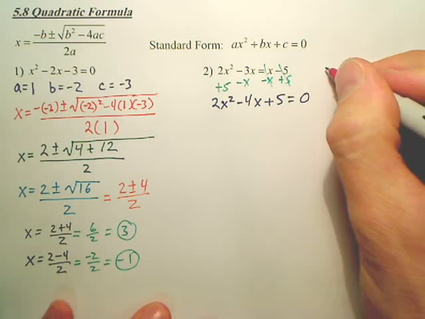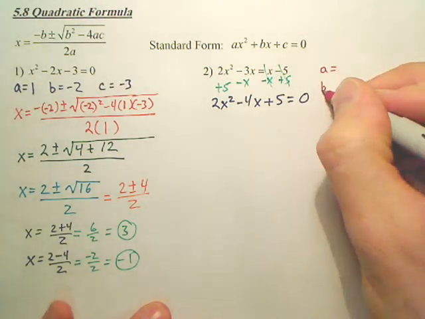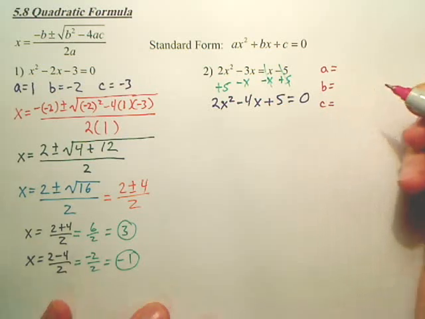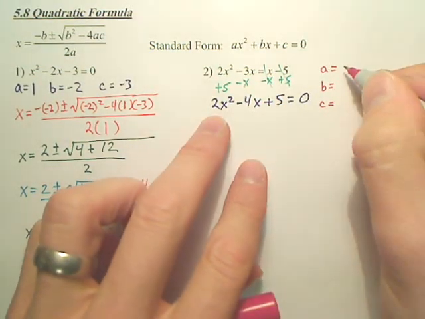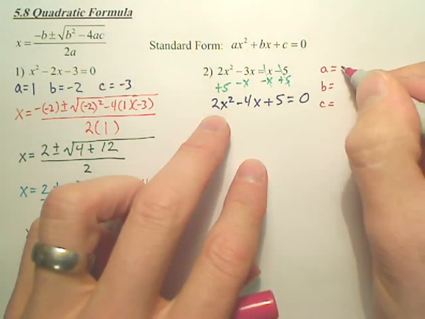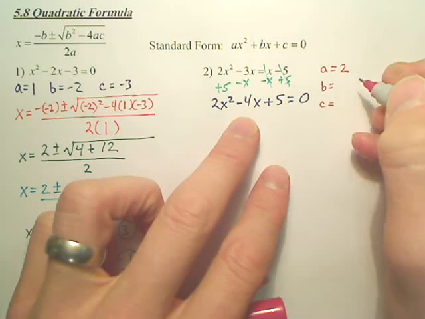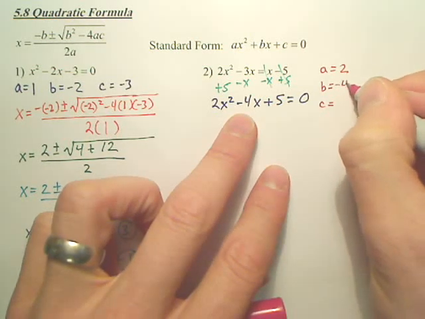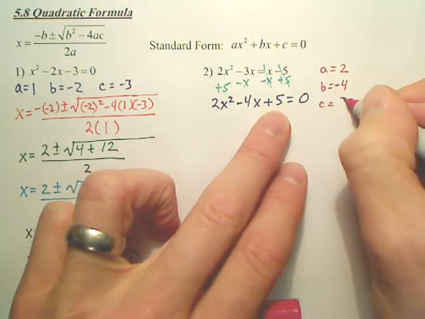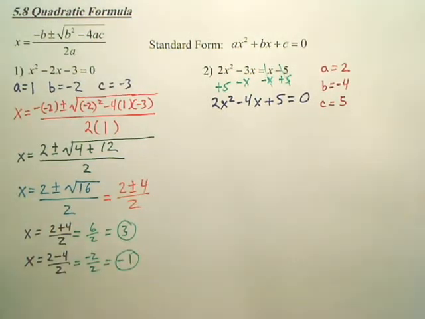Okay. From there, we need to find my a, b, c's. Got to know your a, b, c's. A is, well, how many x squareds? 2. B is, well, negative 4 x's. And the 5 by itself is the c value.